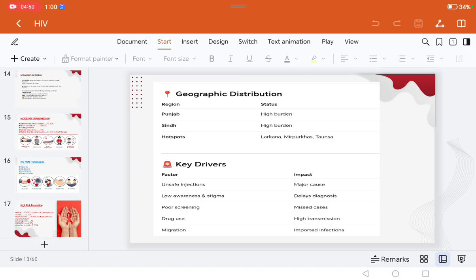The key drivers are unsafe injections, which are the major cause. The reasons for delay of diagnosis are low awareness and stigma. Then there is poor screening with missed cases, and higher transmission due to drug use, and migration also plays a role in imported infections.